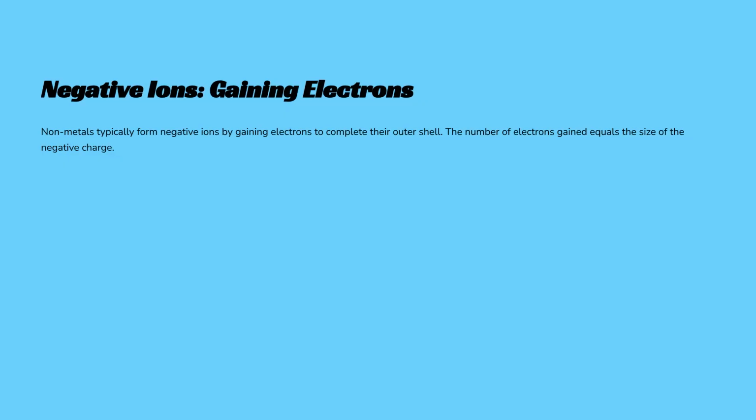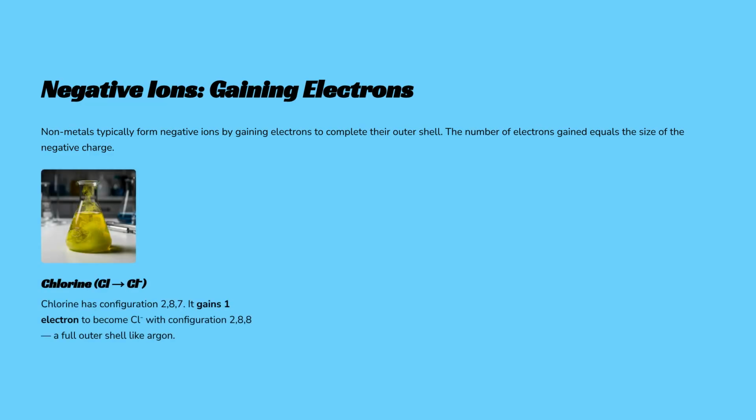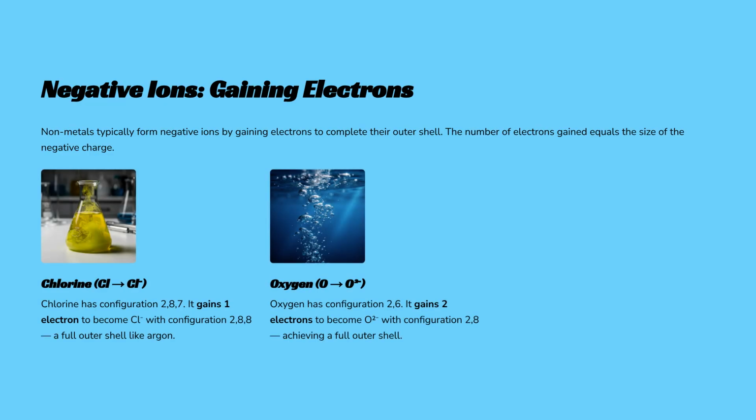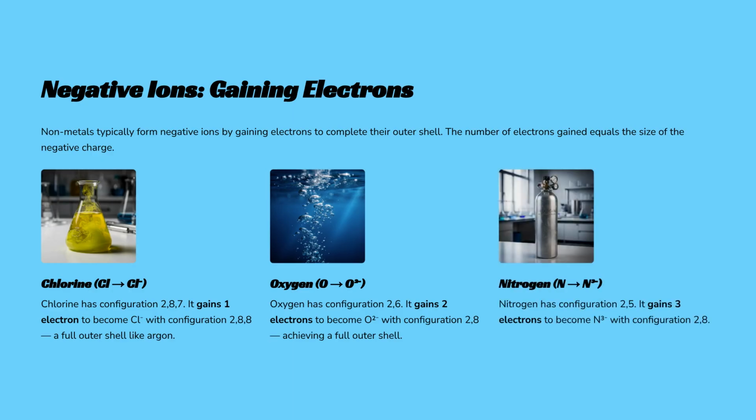Non-metals form negative ions by gaining electrons to achieve a full outer shell. Chlorine gains 1 electron to form Cl⁻. Oxygen gains 2 to form O²⁻. Nitrogen gains 3 to form N³⁻. The number of electrons gained equals the negative charge.